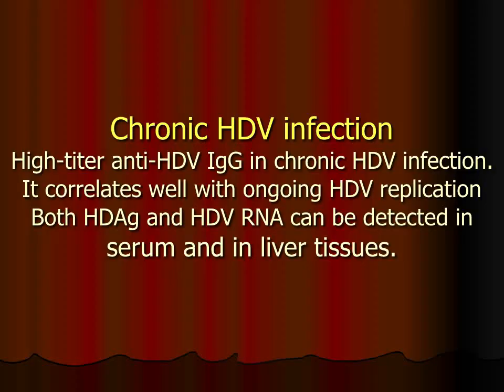But what about chronic hepatitis D infection? The high titer of anti-HDV IgG in chronic hepatitis D infection correlates well with ongoing hepatitis D virus replication. Therefore, you find the antibodies for hepatitis D high. Both the hepatitis D antigen and PCR can be detected in serum and also in liver tissue.